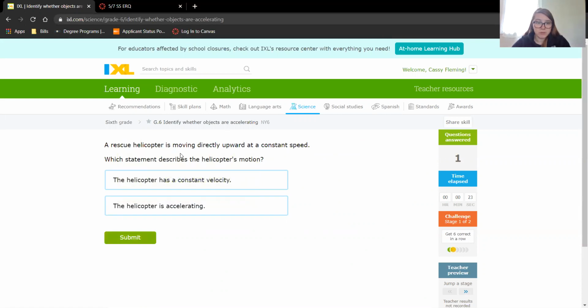A rescue helicopter is moving directly upward at a constant speed. Which statement describes the helicopter's motion? The helicopter has a constant velocity, or the helicopter is accelerating. It says it's going up at a constant speed, so yes, it's moving, but it's not going from like 0 to 60. It's staying at like, let's say 30. So because it's staying the same, it has a constant velocity.